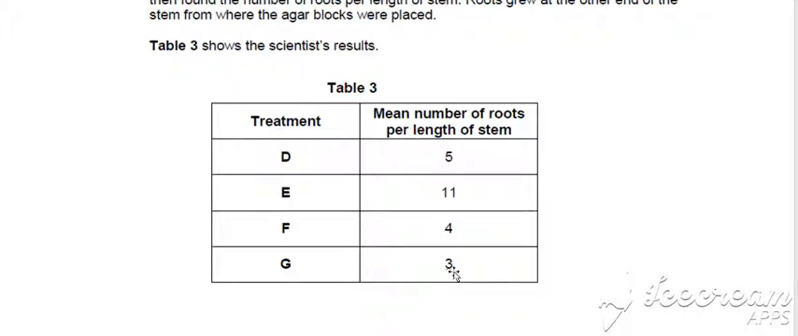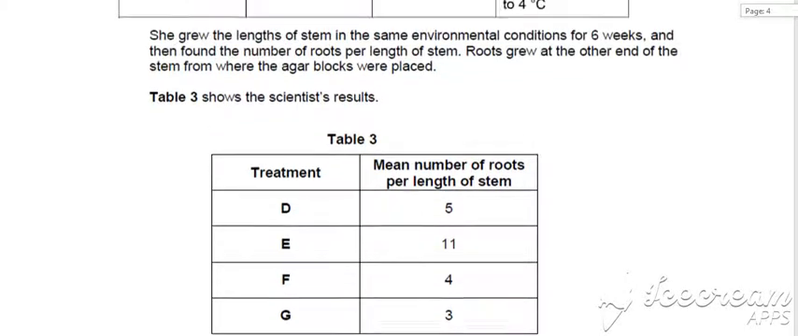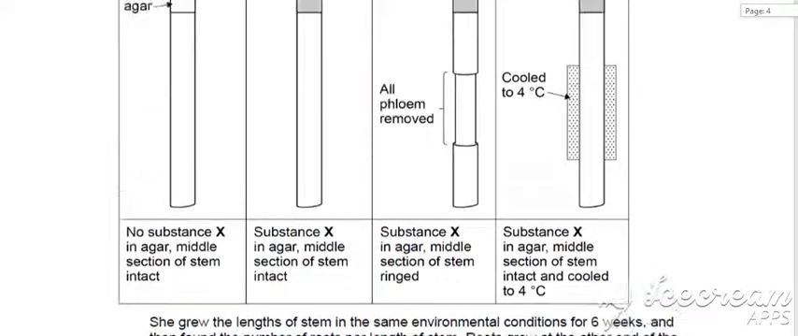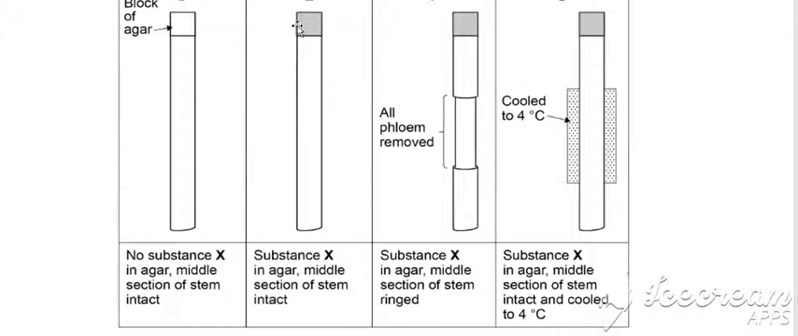So we've got the idea that G shows active transport is involved because that is slowed down, and F shows the idea of the phloem being involved to move the substance from the source, which is the agar, down to the sink, which is the roots.